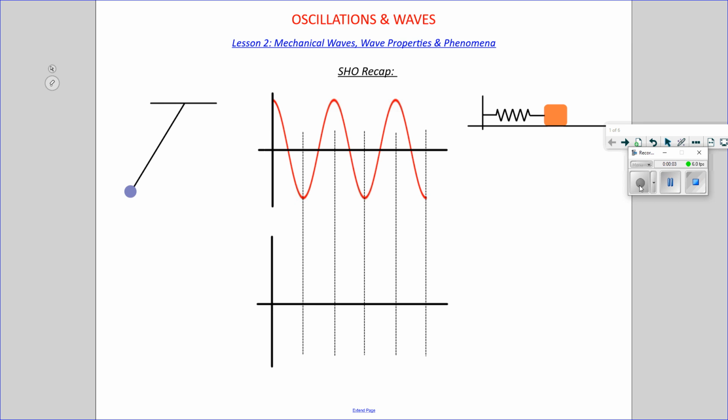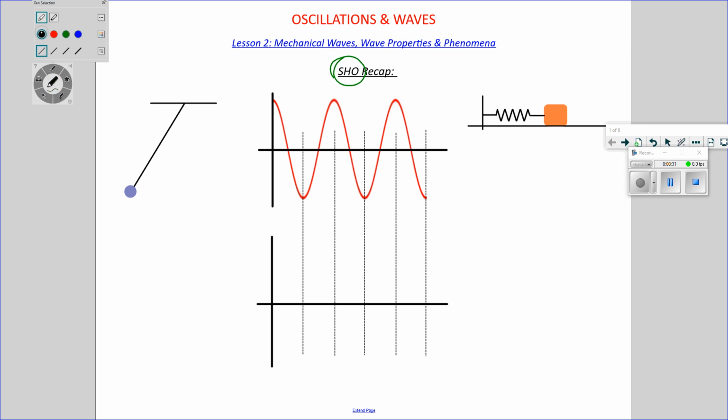Howdy, folks. Let's continue our discussion of oscillations and waves, with a quick recap on simple harmonic oscillators. There are two primary systems that we talk about as simple harmonic oscillators, which undergo what's called simple harmonic motion. And here's what's common about them.